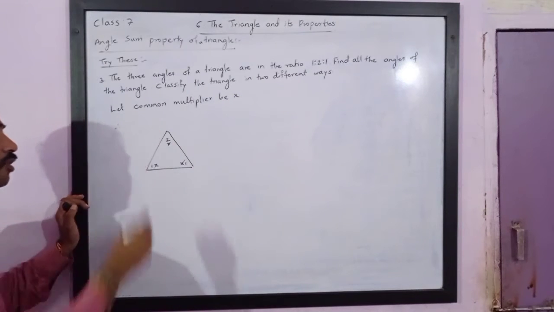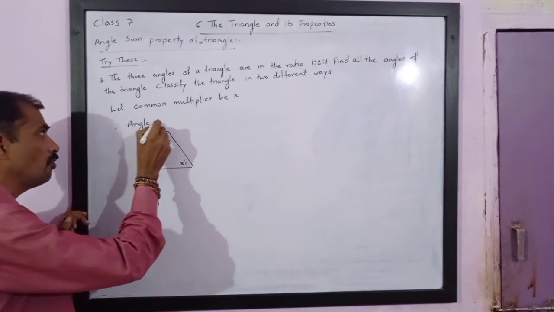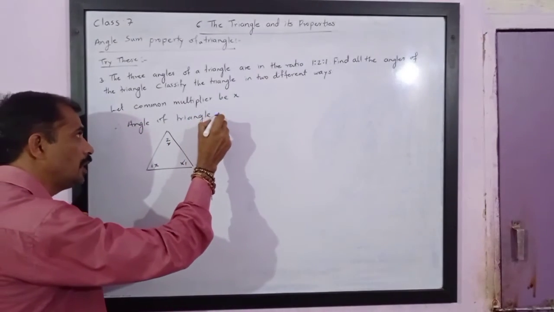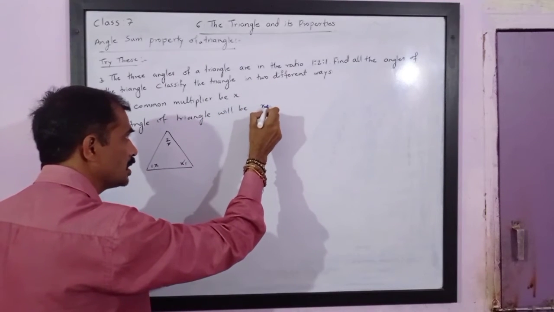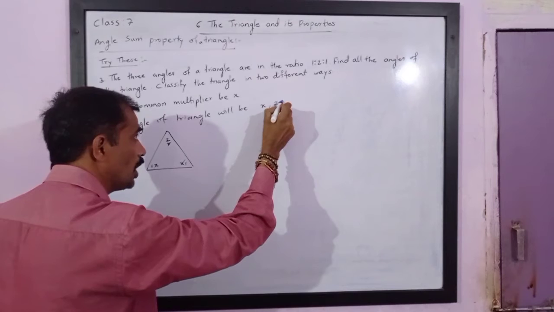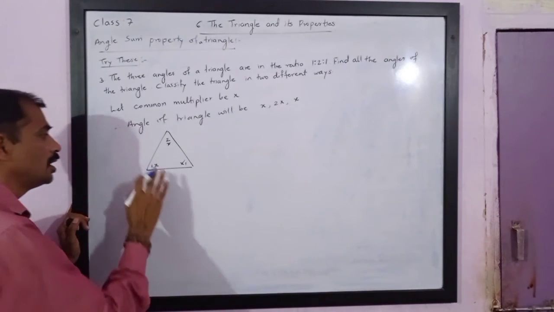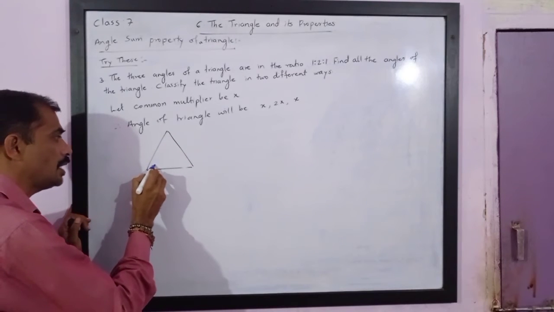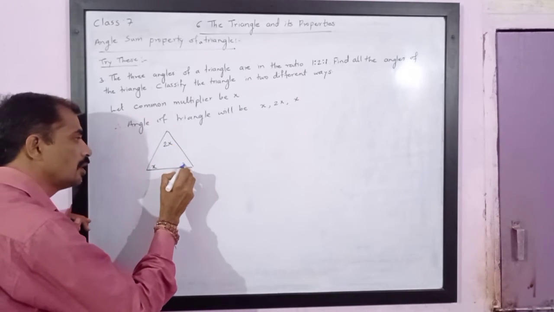Therefore, the angles of the triangle will be 1 into x is x, 2 into x is 2x, and again 1 into x is x. It means it will be something like this. One angle is x, another is 2x, and the third is x.